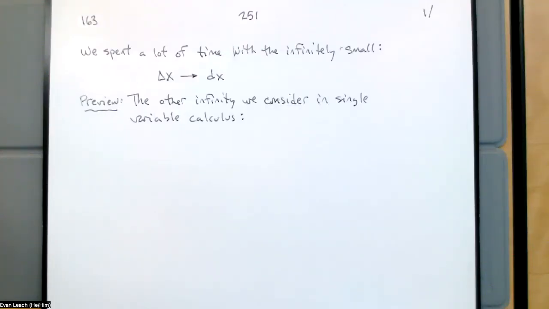We have so far spent a lot of time thinking about what happens with the infinitely small. In the case of the slope of the tangent line, we look at the difference between 2 points and we make those points infinitely close together. Our delta x of a secant line becomes the dx of our tangent line.